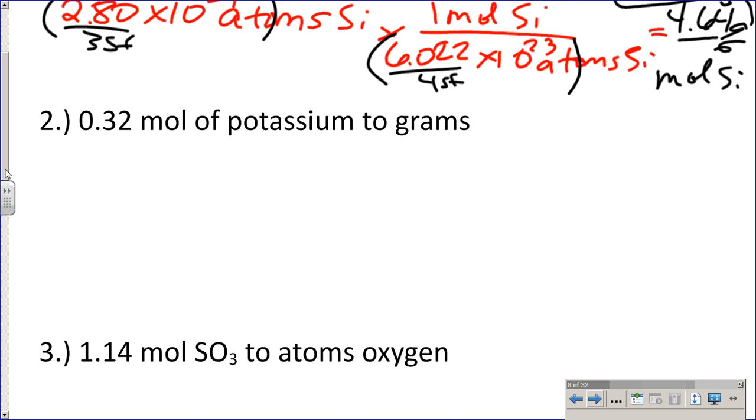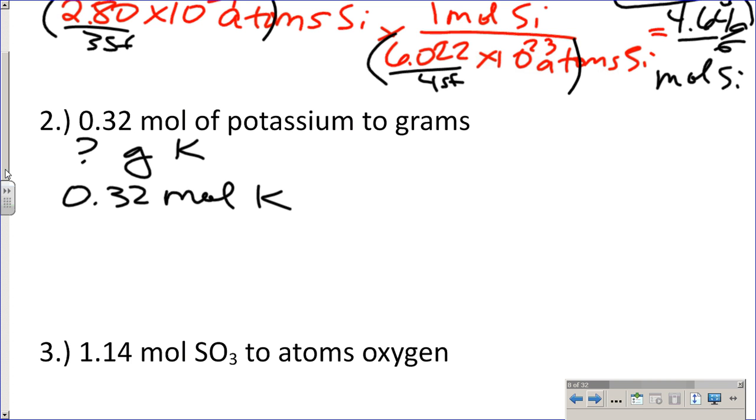Okay, next. Identify the question. What are we looking for? Grams of potassium, right. So we're looking for grams of potassium. Our starting point, 0.32 moles of potassium. Potassium is K, not P. I know it's tricky.